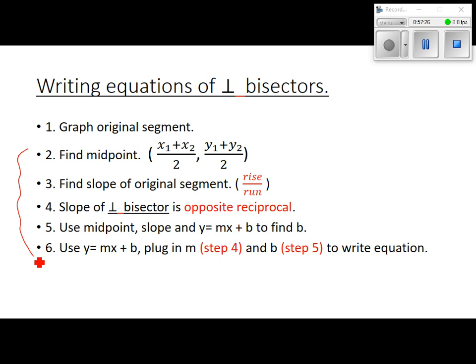Then you need to remember, if two lines are perpendicular, or two segments are perpendicular, what do you know about their slopes? They're opposite reciprocals of each other. So we're going to use that. We find the slope of the perpendicular bisector; it's got to be the opposite reciprocal. Then we use that and the coordinates of the midpoint to figure out what b is for the perpendicular bisector. Then we write the equation in y equals mx plus b form.